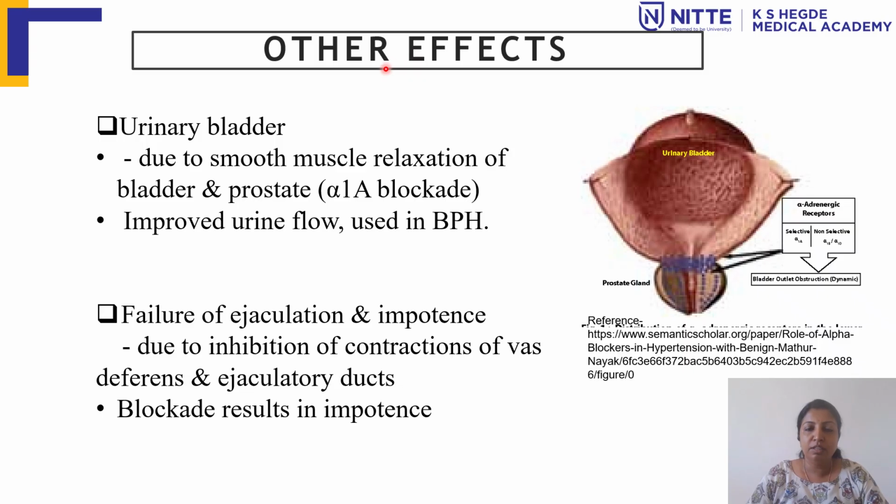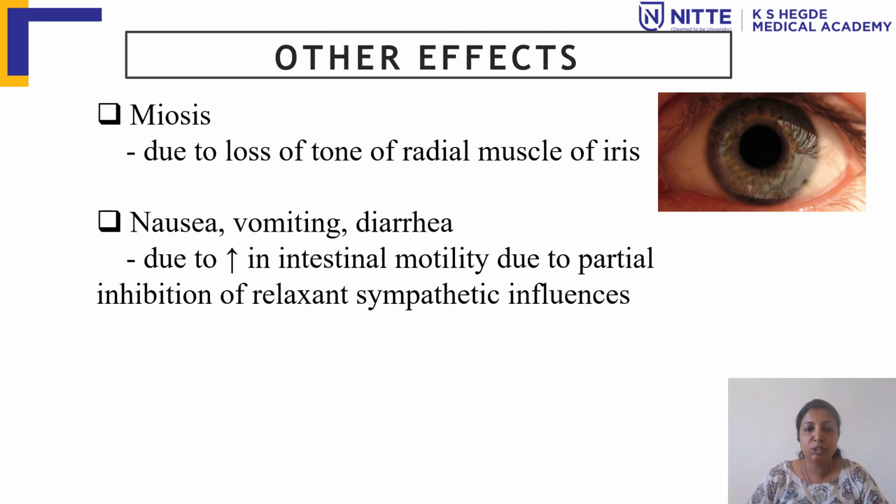Next is on the vas deferens and ejaculatory ducts. Alpha blockers inhibit the contraction of vas deferens and ejaculatory ducts. So this blockade can result in impotence and failure of ejaculation. On the eye, it produces miosis. Remember, adrenaline produces mydriasis. So by blocking the alpha receptors in the radial muscle of the eye, there is loss of tone of the radial muscle of the iris, leading to miosis. That is constriction of the pupil.